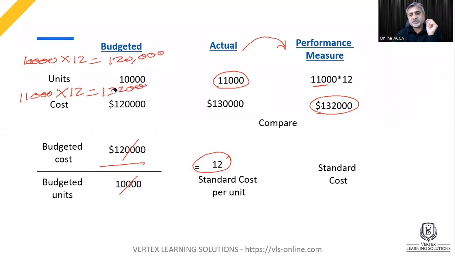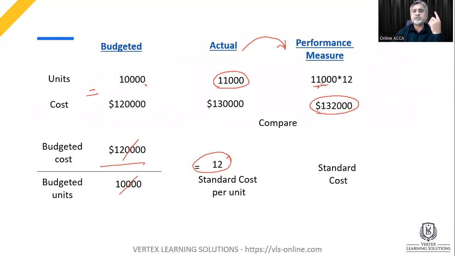We say that if I produce 11,000, what was the cost of one unit? I produced 11,000. Forget about 10. 10 was the budget. We never made 10. We made 11. So if we talk about 11 and one unit was 12, my cost should have been $132,000. Yeah, now that makes sense.